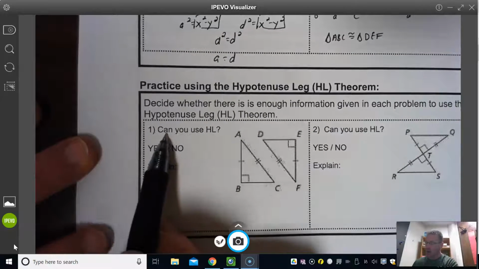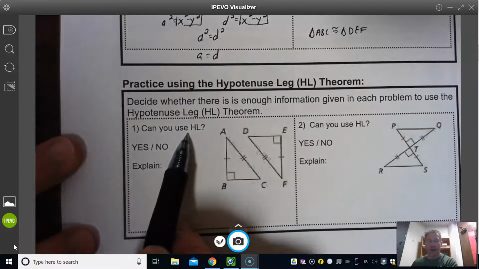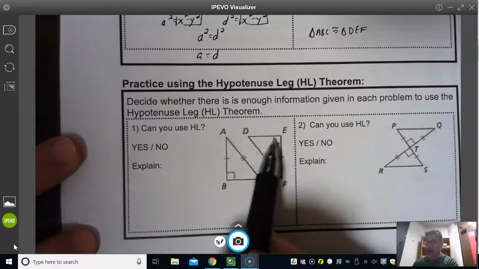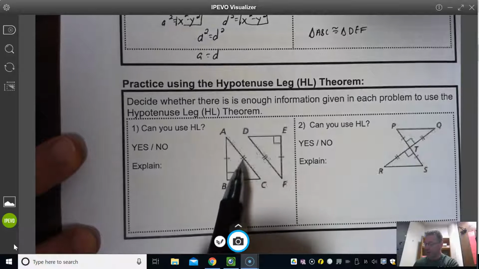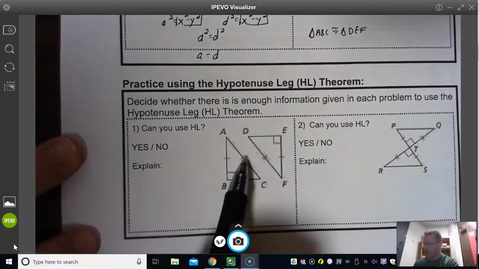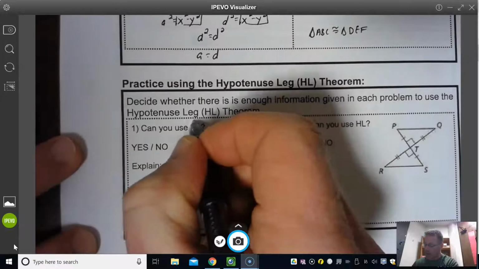All right, so can I use HL? All right, so first thing I'm going to look for is, do I have two right triangles? And the answer is yes. And then my next thing is, okay, are the hypotenuses congruent? And remember, the hypotenuse is always the side opposite the right angle. Okay, so those have the same tick marks. They are equal. So the hypotenuse is good.